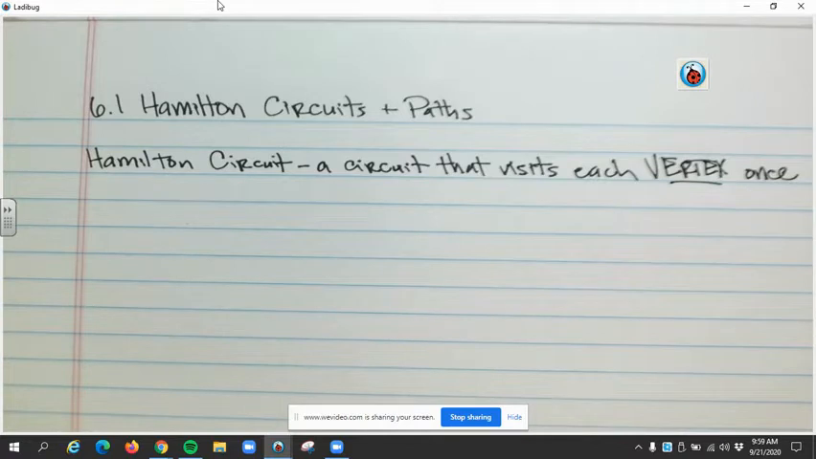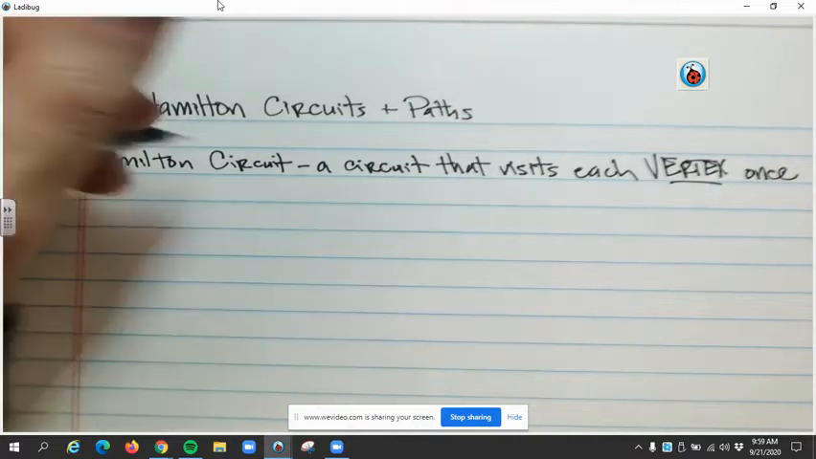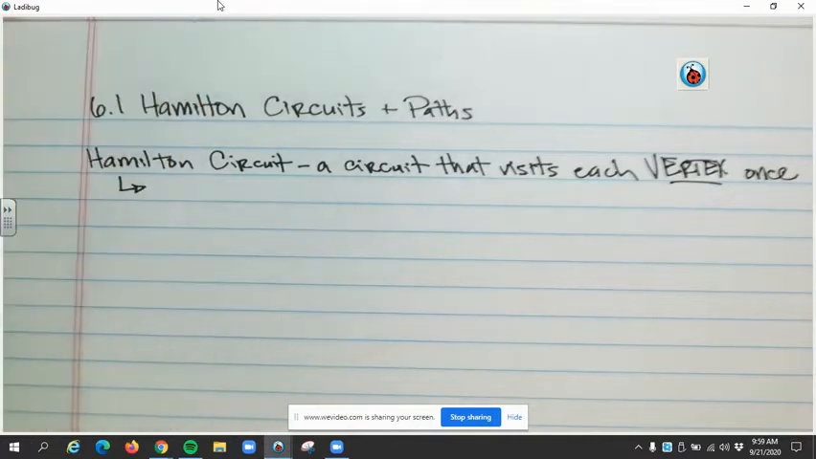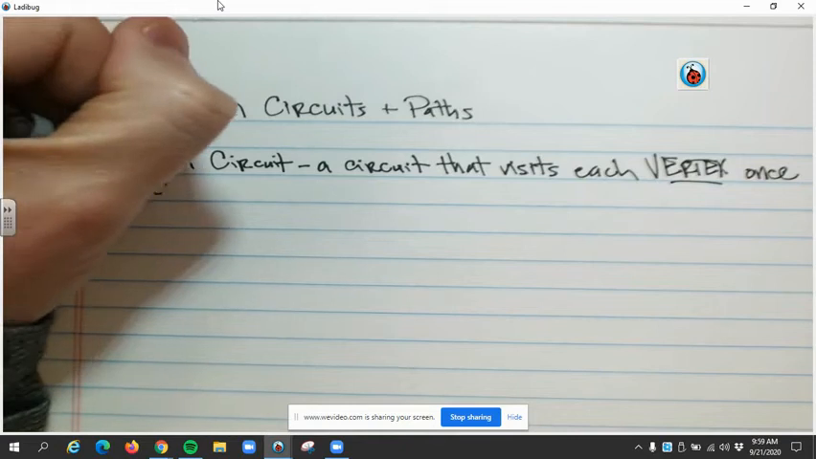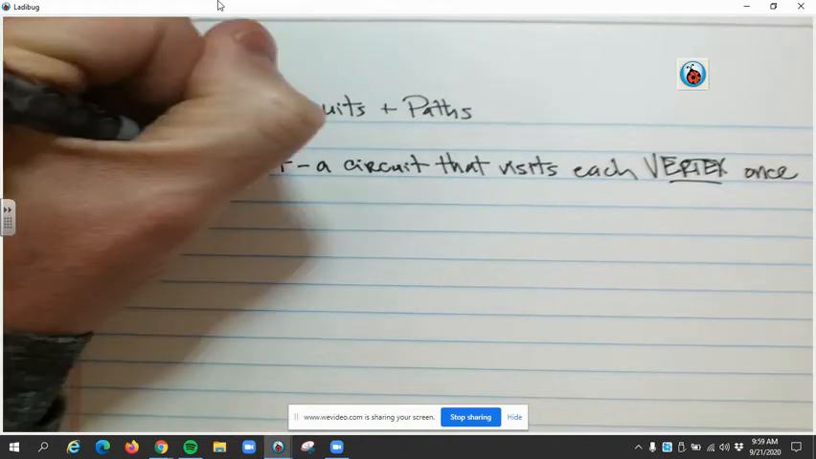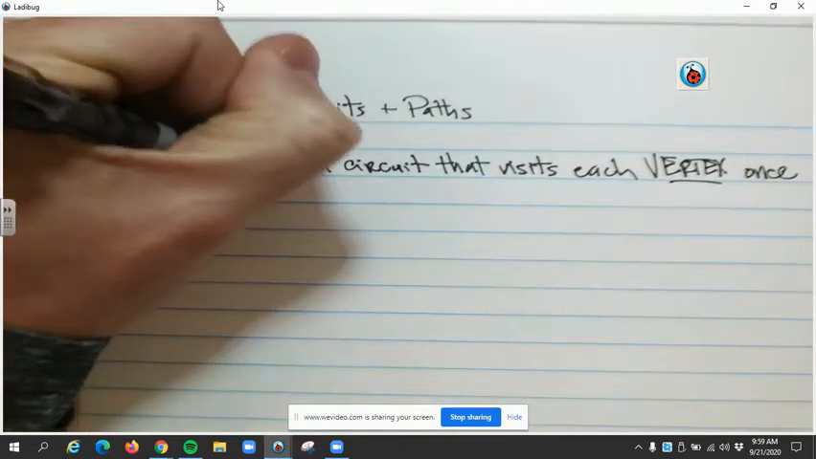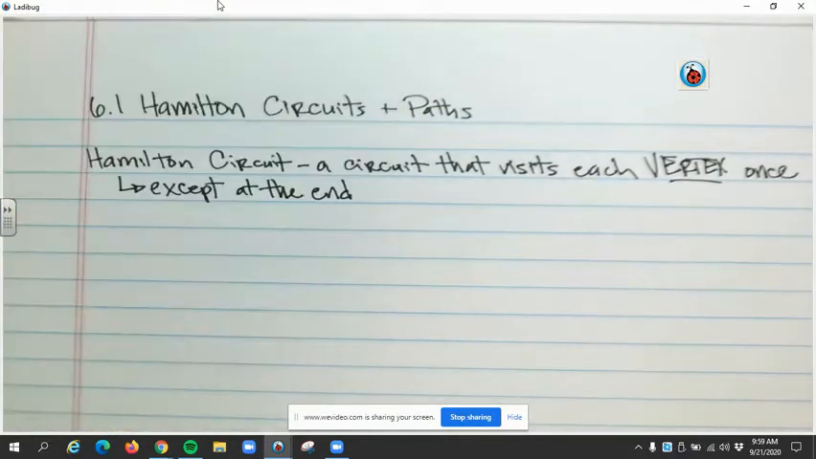Of course, when you close your circuit, you leave your starting vertex, then you come back to your starting vertex. So really, I'm going to make a special note here, except at the end. So that's the Hamilton circuit.